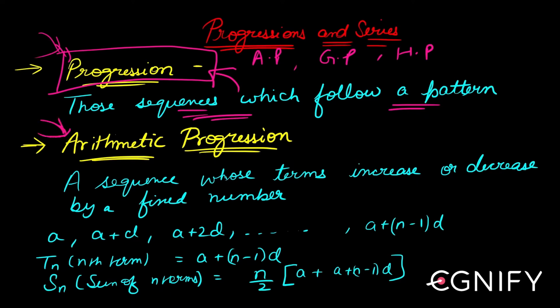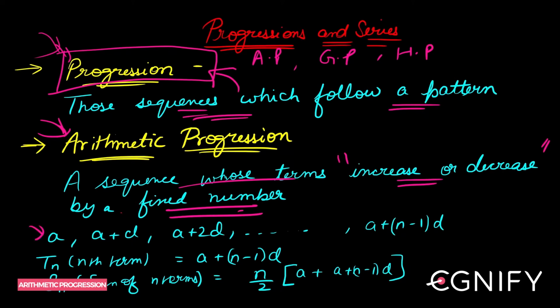So we have this arithmetic progression which you have already seen in your 10th. What is an arithmetic progression? It is a sequence whose terms can either increase or decrease by a fixed number, right? So I have a sequence of numbers here: a, a plus d, a plus 2d, and likewise the numbers just keep going. This is your first term, this is your second term, third term, and likewise, if you keep going, this is your nth term.